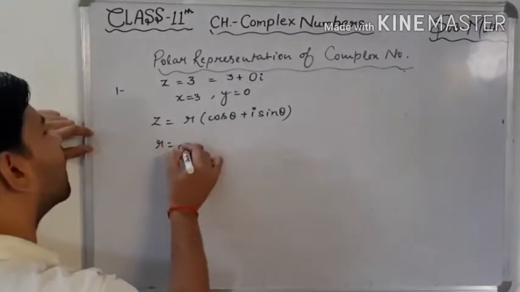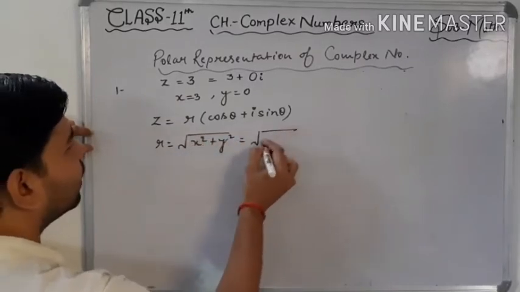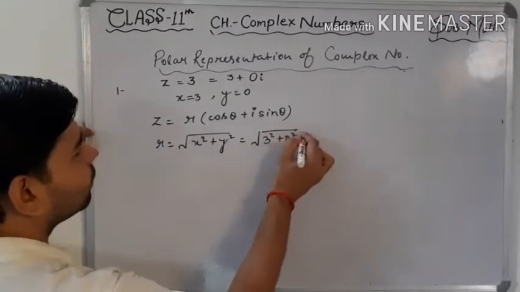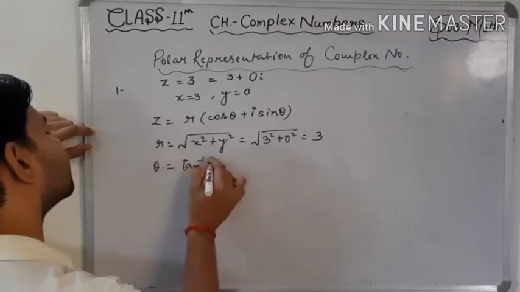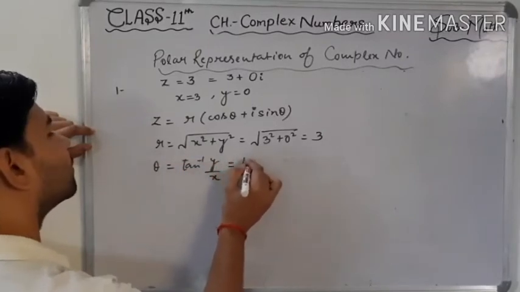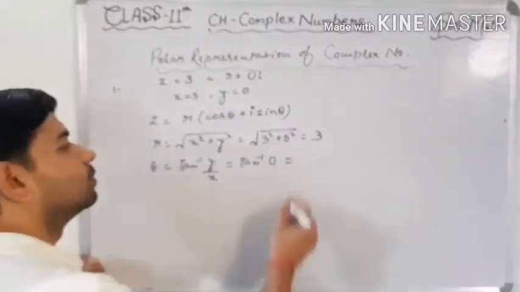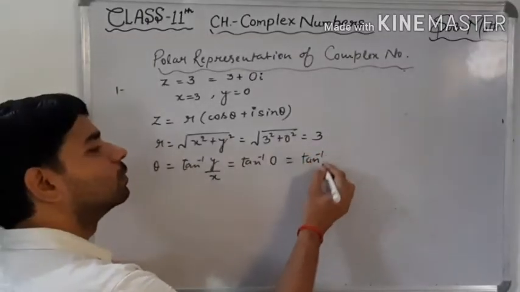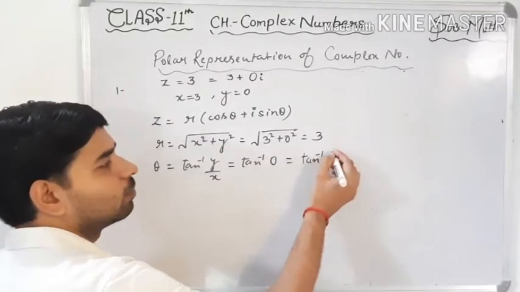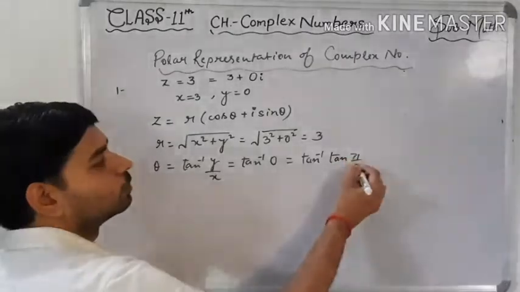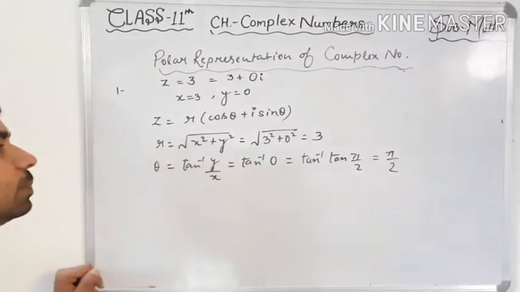r is equal to under root x square plus y square, equal to under root 3 square plus 0 square, equal to 3. And theta is equal to tan inverse y upon x. And y is 0, so this is equal to tan inverse 0. And what is the value of 0 in tan? At pi by 2, 90. This is equal to pi by 2. Tan inverse and tan cancel each other.